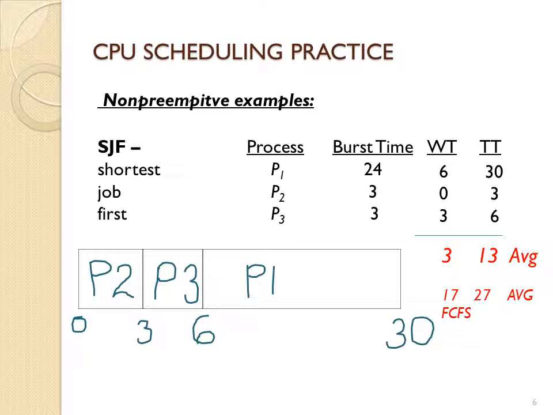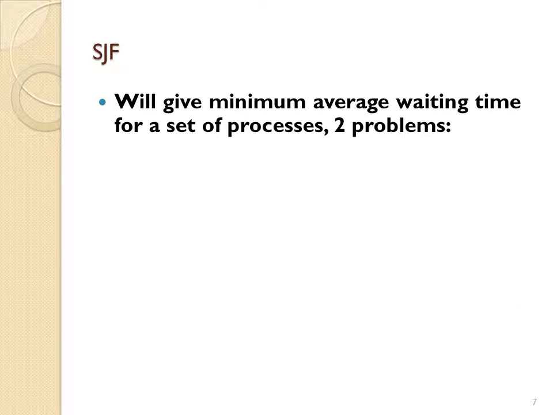So why don't all systems implement shortest job first? Well, first of all, shortest job first has some problems. The first problem is that you really don't know how long a CPU burst is. A process doesn't come in with an item in the PCB that says how long the next CPU burst is.